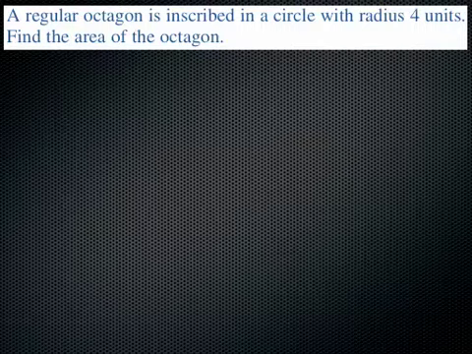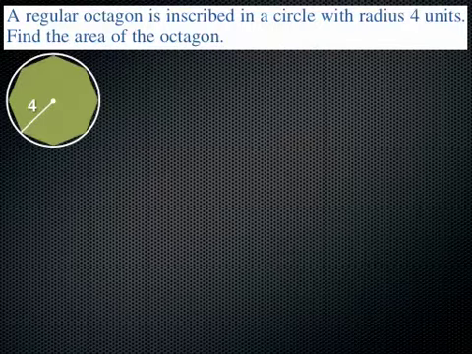The first example says a regular octagon is inscribed in a circle with a radius of 4 units. Find the area of the octagon. I'm going to go ahead and draw a picture of what I know. So here I have an octagon inscribed in a circle, and I have a radius of 4. A tip here is that anytime you're only given one side length, you're going to need to use the central angle, and you're going to need to use your trigonometric ratios to find your missing sides. Remember, the trigonometric ratios are sine, cosine, and tangent.